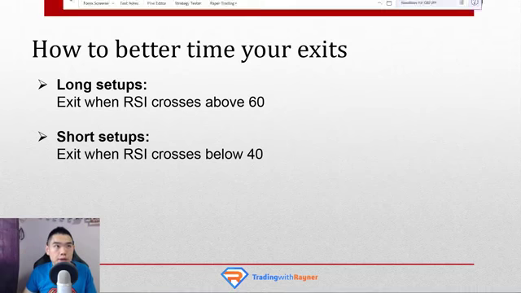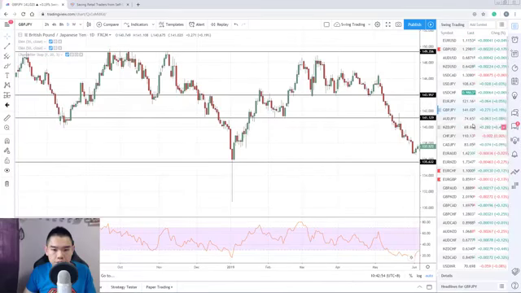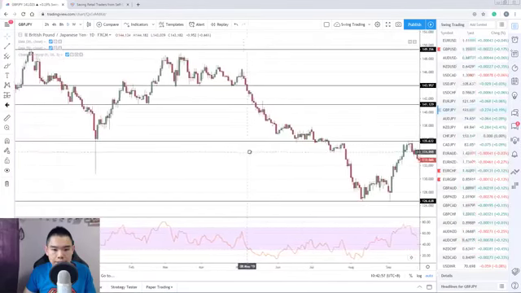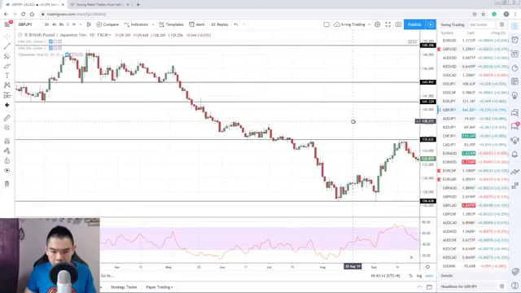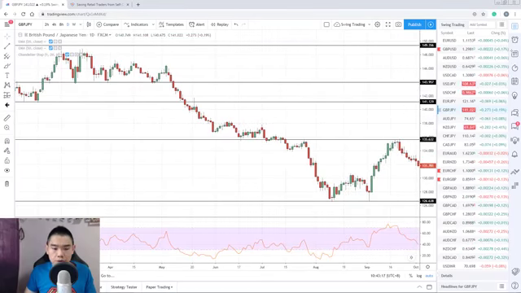So an example, pound yen, this one over here. Let's say you went short at this price rejection. You exit your trade only when the RSI crosses below 40 over here. You can see that eventually the market did head down and cross below 40 at this point. RSI is now below 40. So this is where you exit the trade, thereby capturing this one swing.